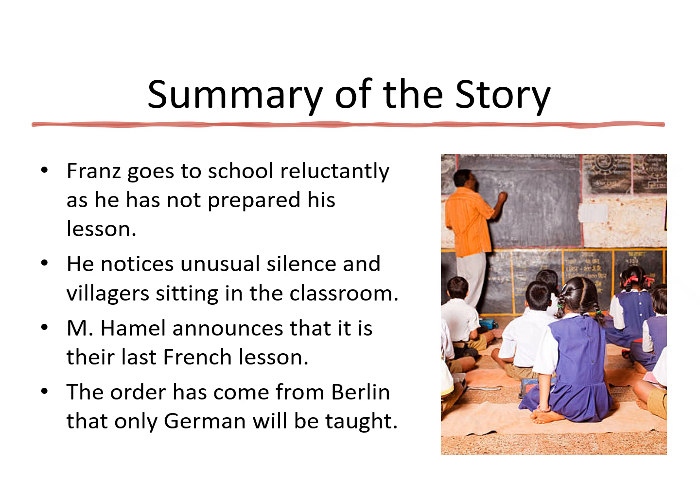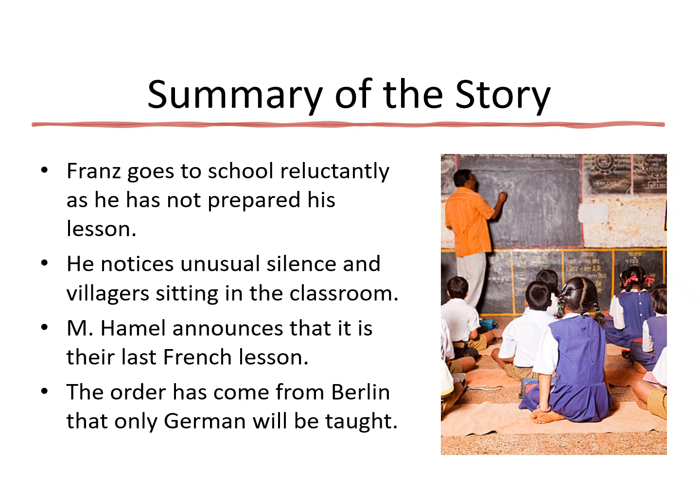The story begins with Franz going to school very reluctantly because he has not prepared his lesson on participles. On his way to school, he notices unusual things. The town is very quiet and many people are standing near the bulletin board. When Franz reaches school, he notices that the classroom is unusually silent. Normally there would be noise, but today everything is calm and serious.